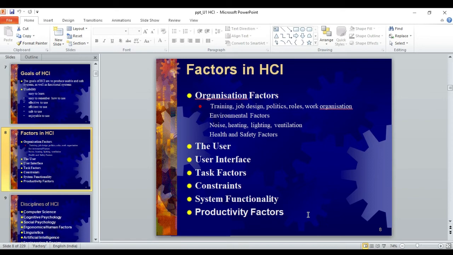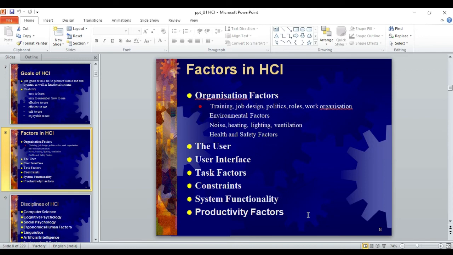Next comes the task factor. What are the tasks we are going to perform to design an interface? The task may be a complex task or an easy task, and how to allocate the tasks to the persons, those factors come under task factors. Next factor is constraints. We have to concentrate on the cost factor, the time factor, and budget factors when designing an HCI interface.